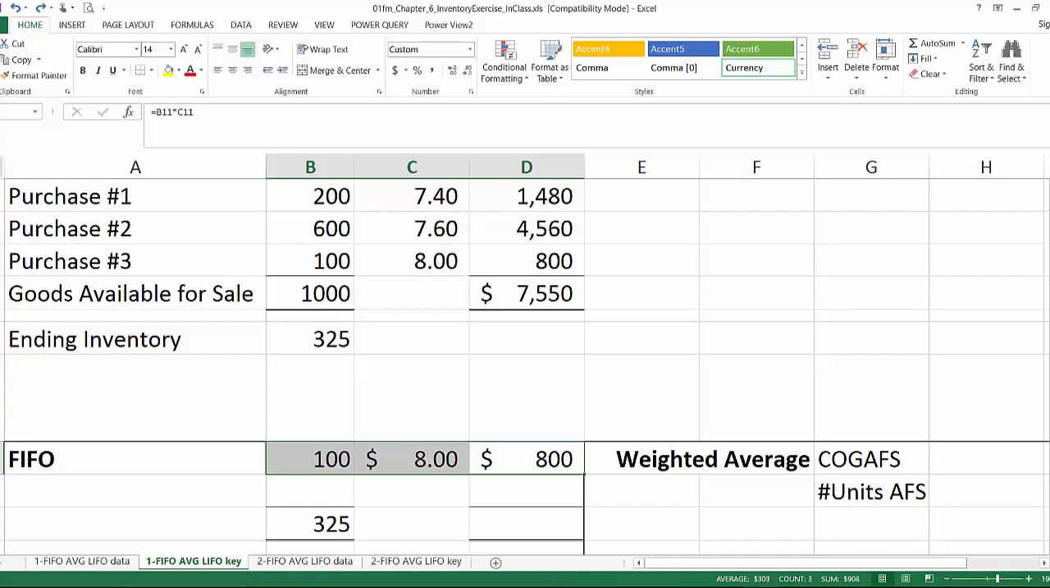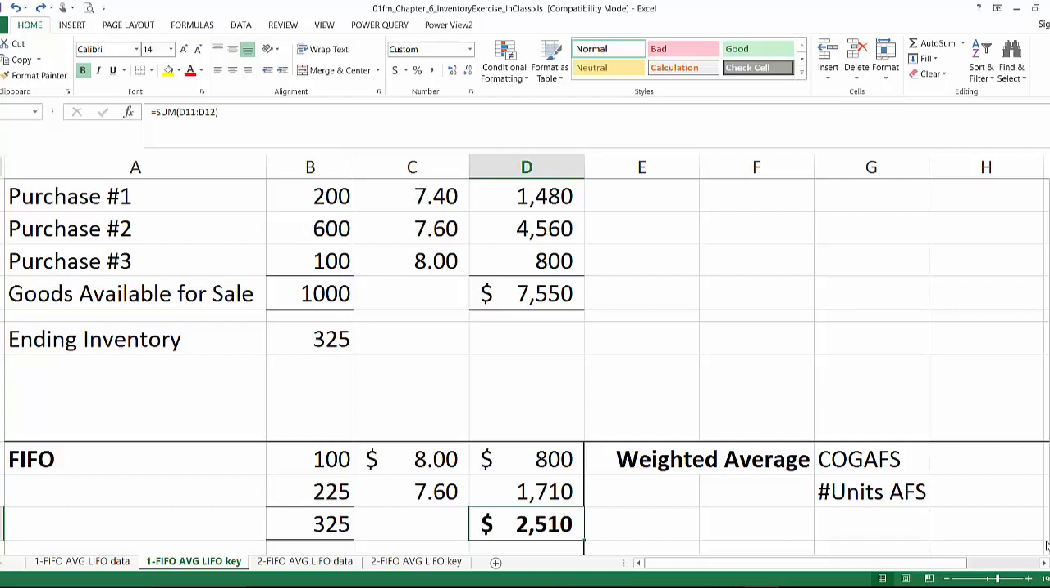So let's dig further. The preceding purchase was for 600 units at $7.60 each. I don't have all of those left, but I have quite a bit of them. I have whatever is needed to take me from 100 units up to 325 units. How much is that? 225 units. And I'm going to associate the unit cost of $7.60 with that to come up with a cost for those items of $1,710. Adding the two together, I'll get an ending inventory of $2,510 under FIFO.